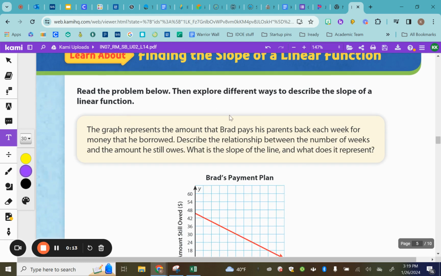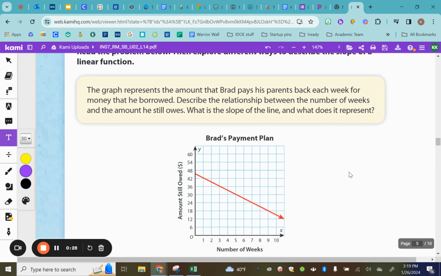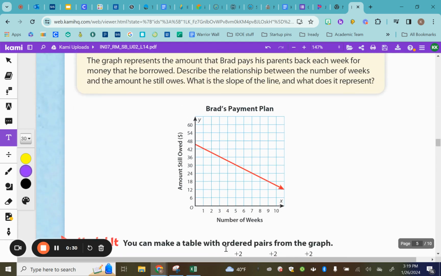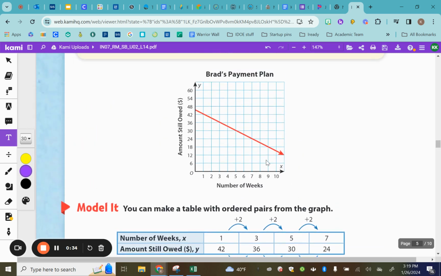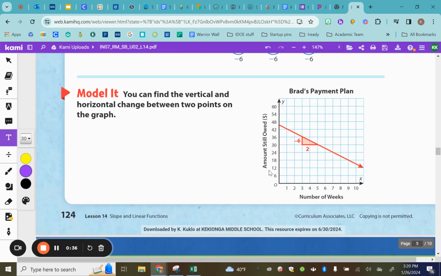This graph represents the amount that Brad pays his parents back each week for money that he borrowed. Describe the relationship between the number of weeks and the amount he still owes. What is the slope of the line and what does it represent? So we know that we're going to be talking about weeks and the amount that's owed. And they've shown us a graph, a table, and a second graph.